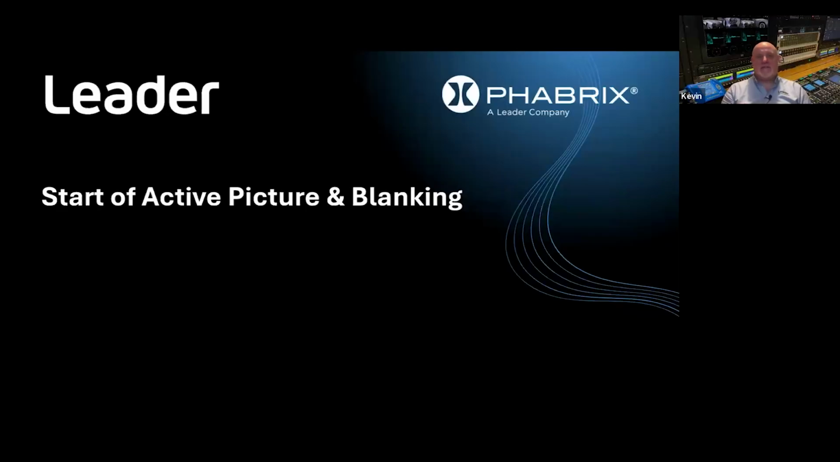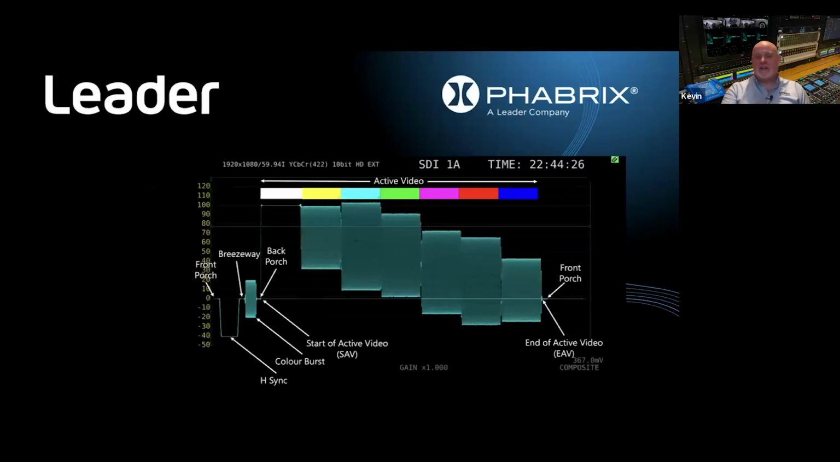Well, let's dive into that, because I think one of the things that's linked to aspect ratio is the active picture and blanking. Are you buying a software product that's just going to display the active picture? What about all the other ancillary data that's associated with the image that's not part of that active picture?